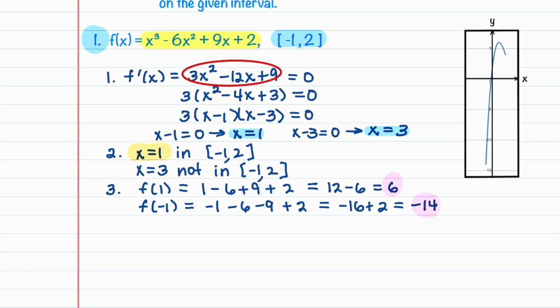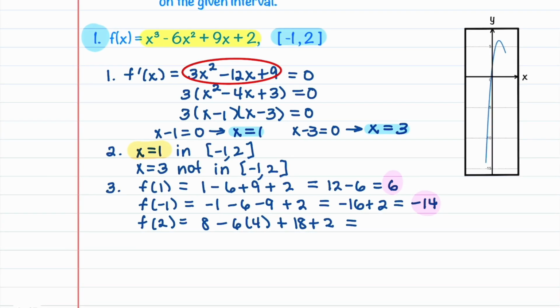And now we have one more, our other endpoint, which is at 2. So f at 2 is 2 cubed, which is 8, minus 6 times 2 squared, which is 4, plus 2 times 9, which is 18, plus 2. So let's see, this is 28 minus 24, so that is 4.